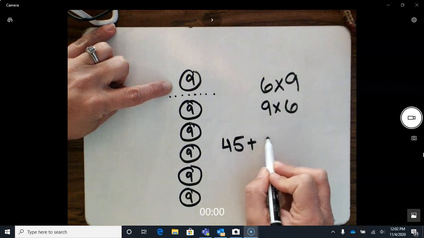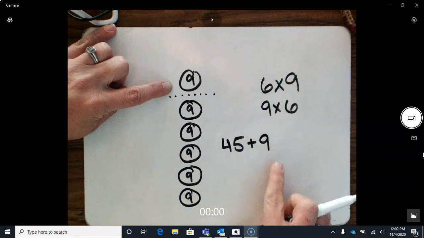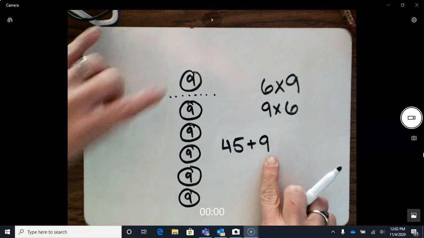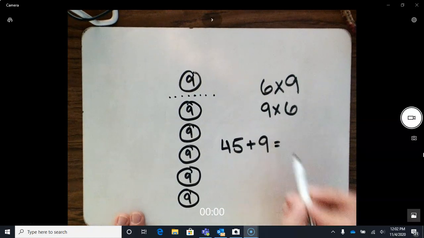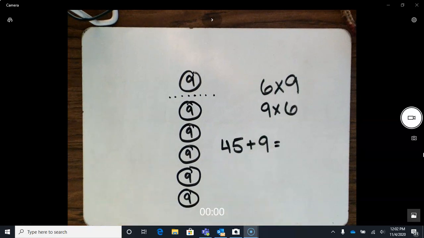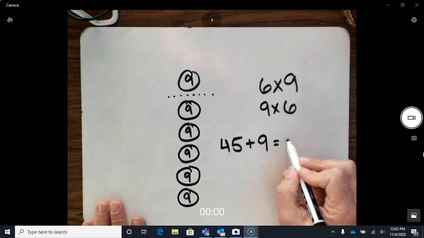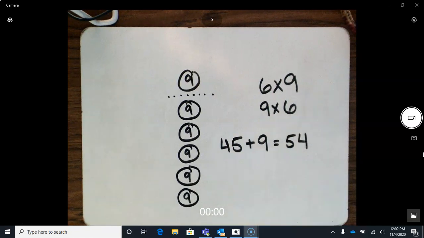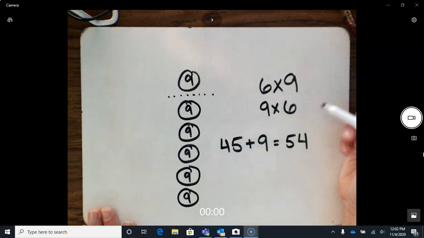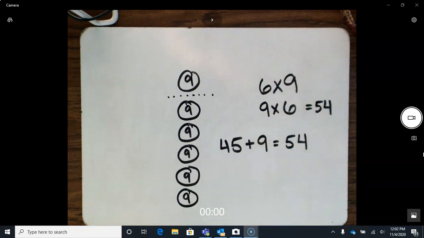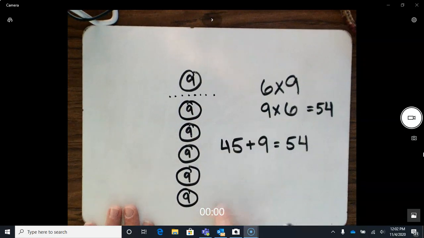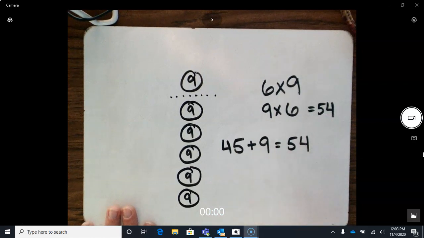So let's make that addition problem, 45 plus one more set of 9, and let's solve for that. Go ahead and find the answer to that. Find that sum. Yep, good job, it's 54. So that tells us that 6 times 9 and 9 times 6 are equal to 54, because we used that familiar fact of 5 times 9 and added that one more group of 9 to find that new product. Great job.